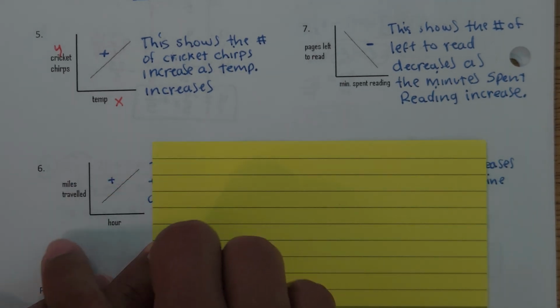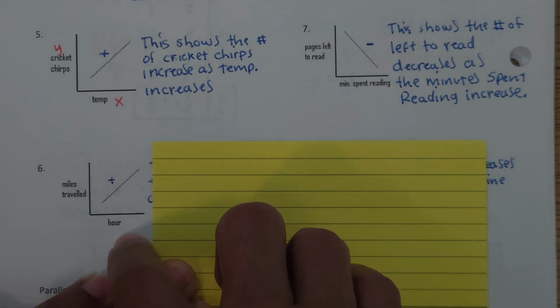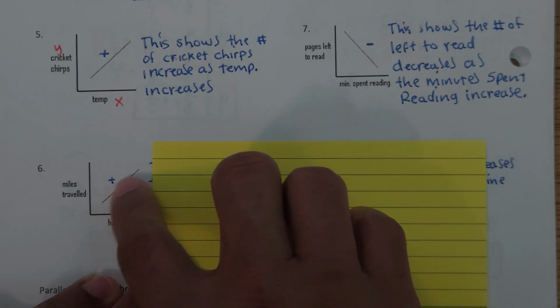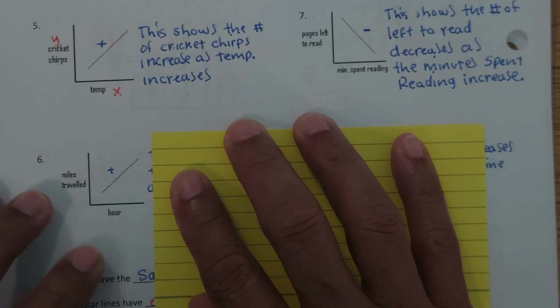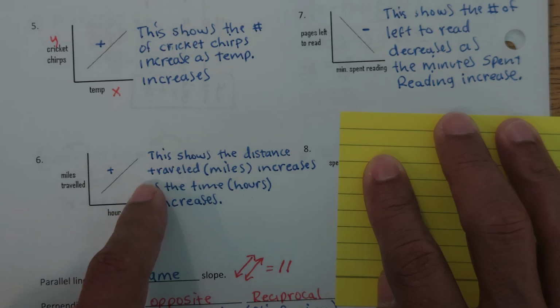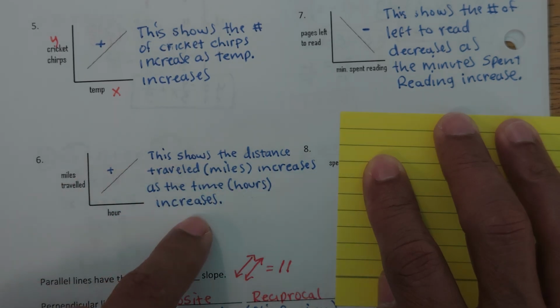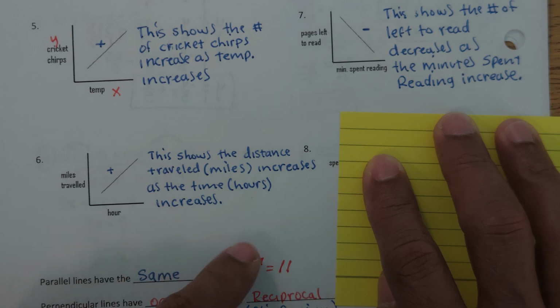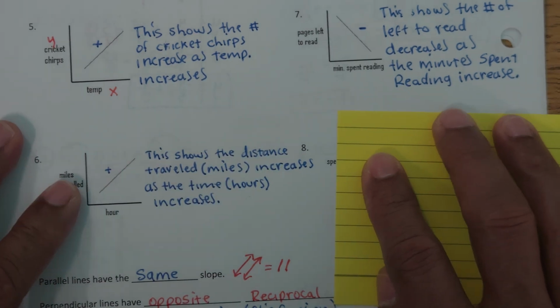Okay, so first look at the graph. The y value represents the miles traveled, and the x variable represents the hour, in this case time, which is in hours. So we see that the slope is positive. So how would you describe this verbally? You would say that this shows the distance traveled, in this case miles, increases as the time, in this case hours, increases. So the more time we spend driving, the more the miles traveled will increase. Verbally, this is how you would describe it in a complete sentence.